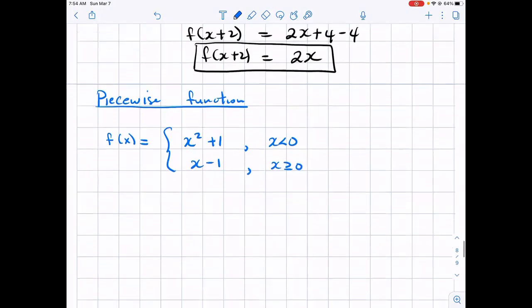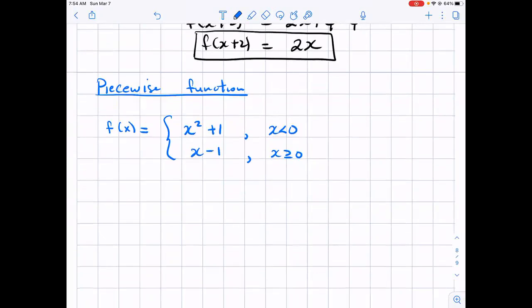So keep in mind that for values less than 0, we will use this function. And when we have values greater than or equal to 0, we have to use that function. And that's basically what a piecewise function is.